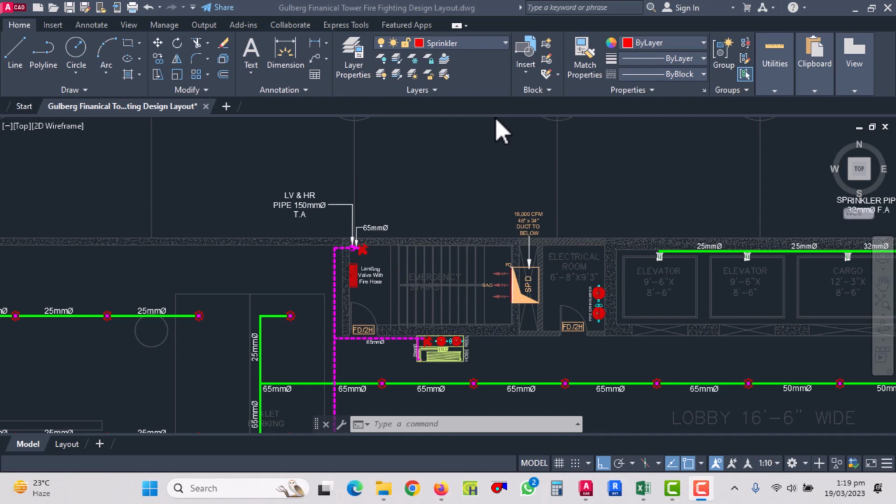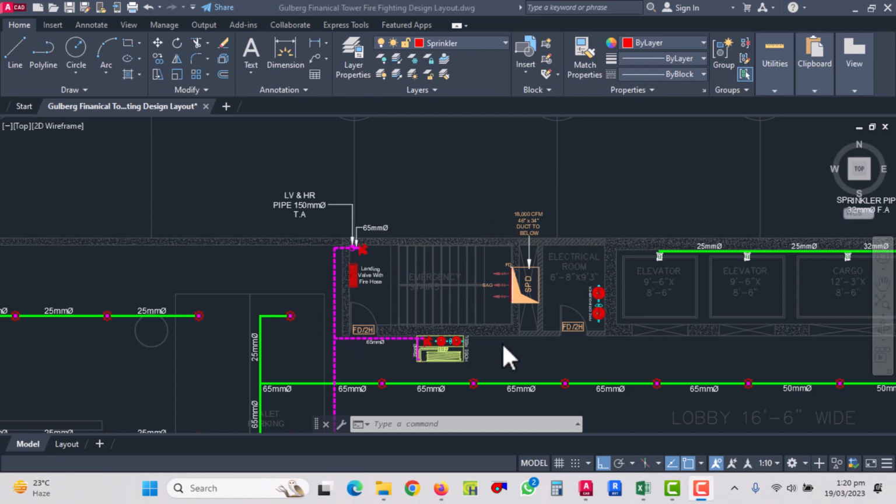Today we will discuss the staircase pressurization system: how to calculate it, the air requirement for the pressurization system, how much pressure is required, and how much door force is required. So we will learn how to calculate the staircase pressurization system and its requirements. First, we will learn what a staircase pressurization system is.